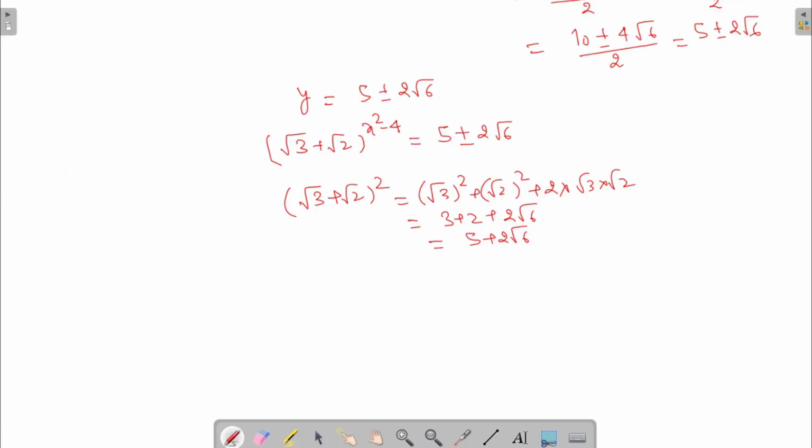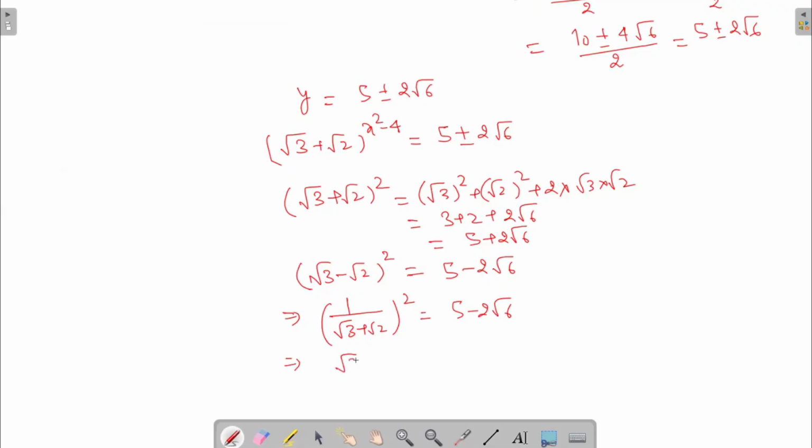And in the other case, if I just do root 3 minus root 2 whole squared, I'll get the same thing. I will get 5 minus 2 root 6 if I do this in the same manner, a square plus b square minus 2ab. Now, what is this root 3 minus root 2 whole square? I just figured out this is nothing but 5 minus 2 root 6. So I could say that this is nothing but root 3 plus root 2 raised to the power minus 2. It will be squared here and then I'll send it to the numerator.